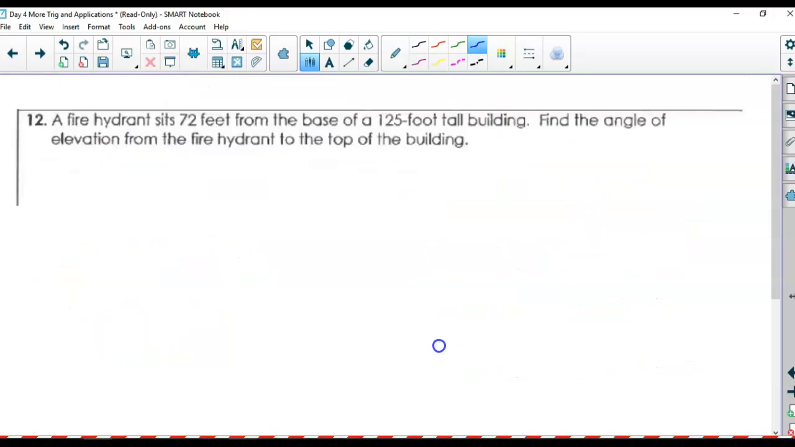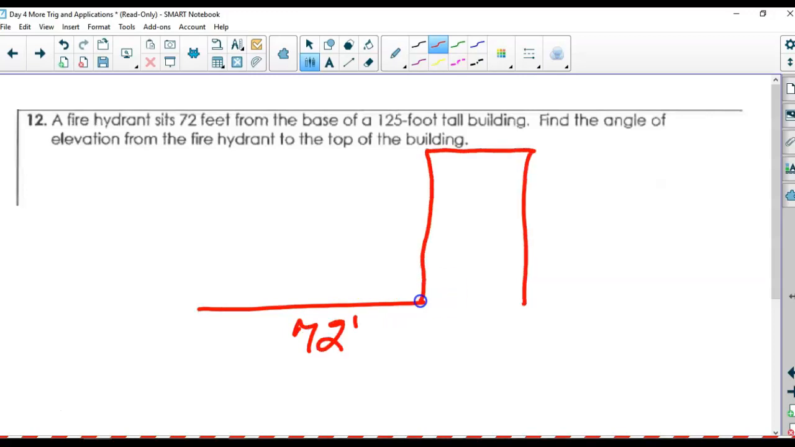All right. This one says we have a fire hydrant. A fire hydrant sits 72 feet away from the base of a 125-foot tall building. So this is our building, and it is 125 feet tall. And we're supposed to find out, here's the fire hydrant. Okay, I don't even know what that is. Pretend it's a fire hydrant, and we're supposed to figure out the angle of elevation, which would be here looking up.